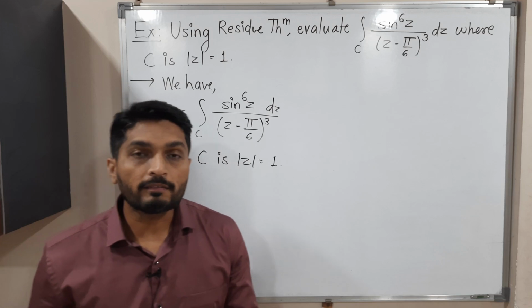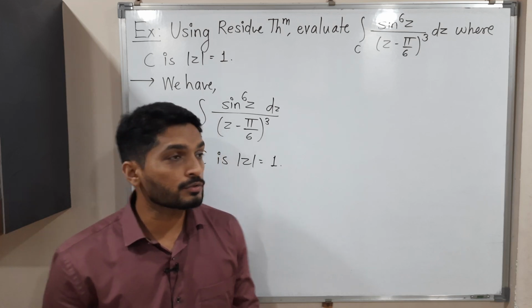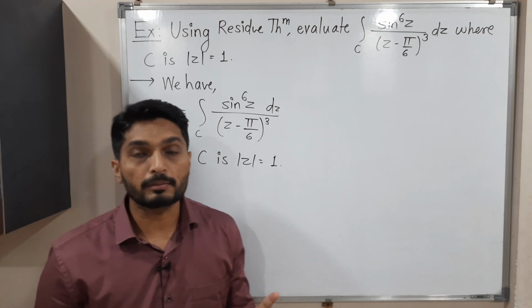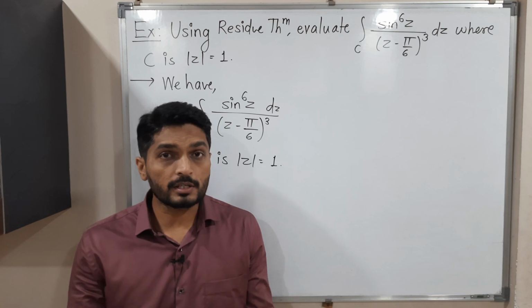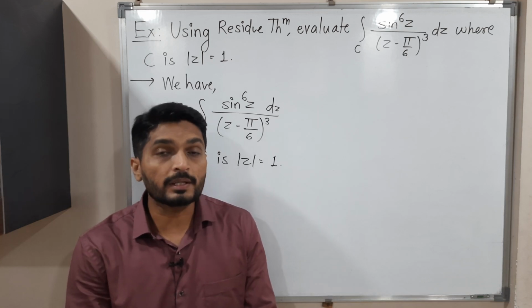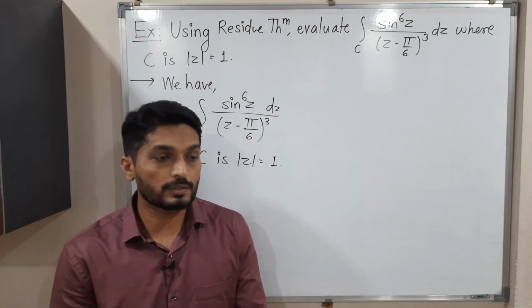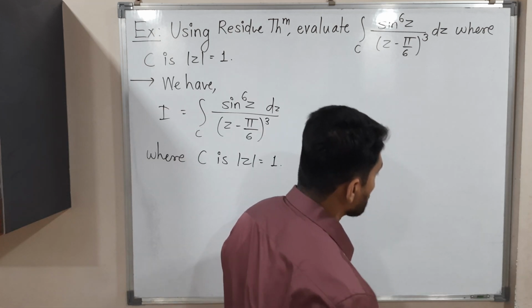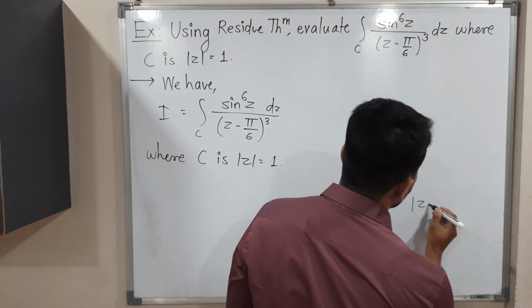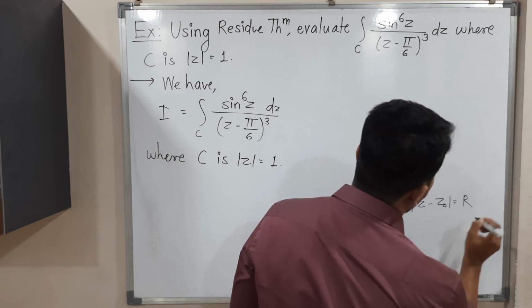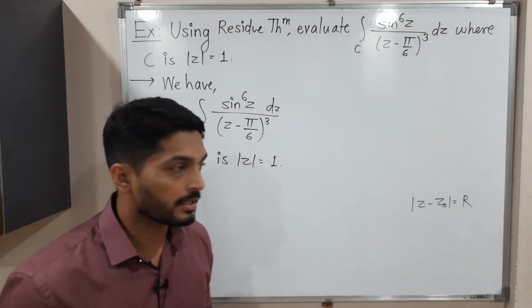So what will I do? I will find the center and radius of this curve. Actually it's a circle. To draw the circle, we need to know the center and radius, so we can easily find them just by comparing with the standard form of a circle. The standard form of a circle is mod z minus z naught is equal to r. So this is the standard form of a circle.